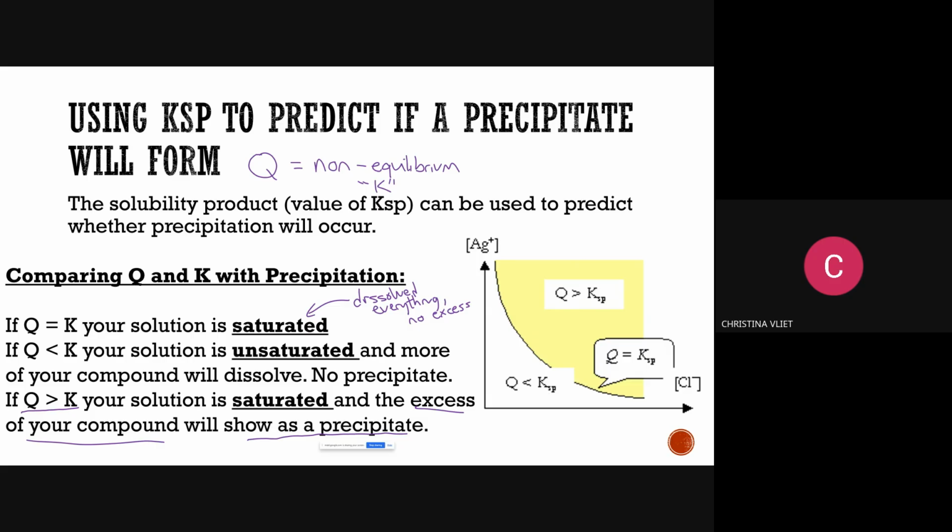Okay, focus with Q. I'm about to go over it with a practice example. So Q is your non-equilibrium concentrations. The method of finding Q is the same method of finding K. But Q may or may not be at equilibrium. So that's the difference between the two. Whereas K is equilibrium, Q may or may not be at equilibrium concentrations.